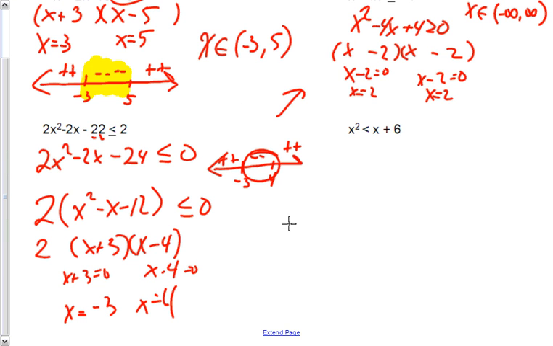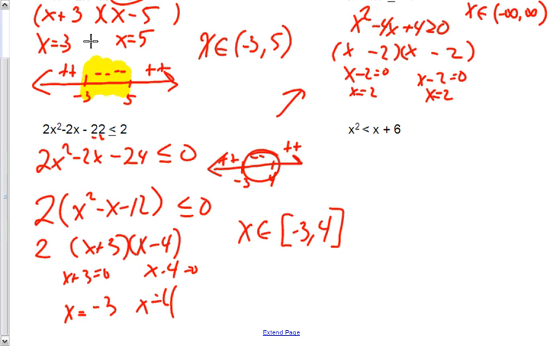And then we get right here our solution to be that range right there. However, can I include the endpoints this time? It says equal to, so the roots are included. So negative 3 to 4. All right. So far so good.